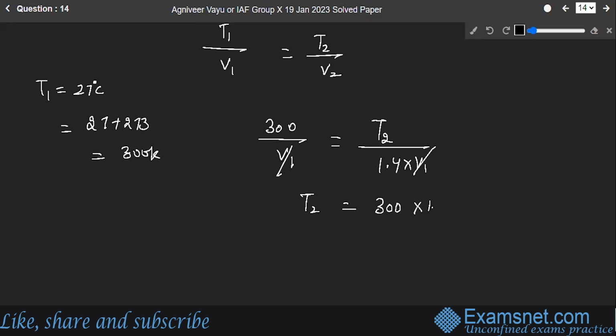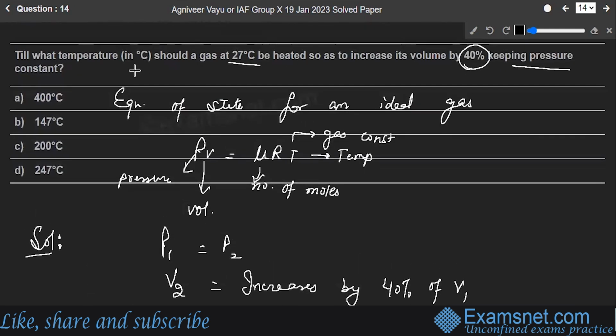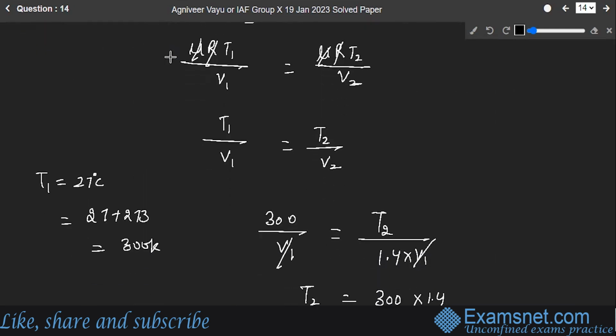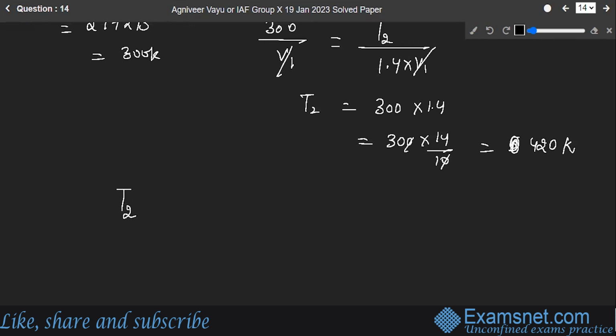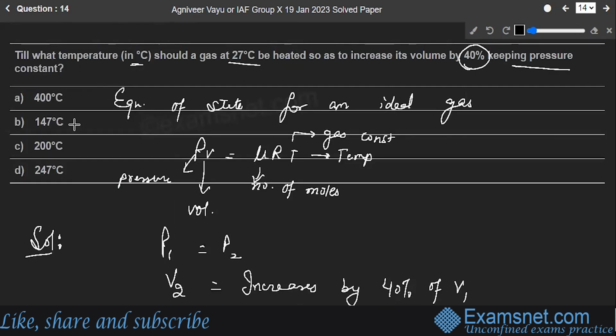300 into 1.4, or 300 into 14 upon 10, which is equal to 14 threes are 42, so 420 Kelvin. You are asked the answer in degrees Celsius, so let's convert this into degrees Celsius. The temperature in degrees Celsius is 420 minus 273, which is equal to 147 degrees Celsius. So this is the correct answer, option B.